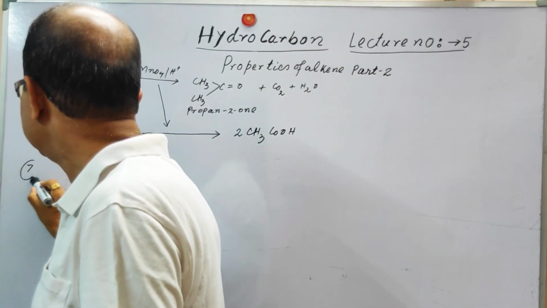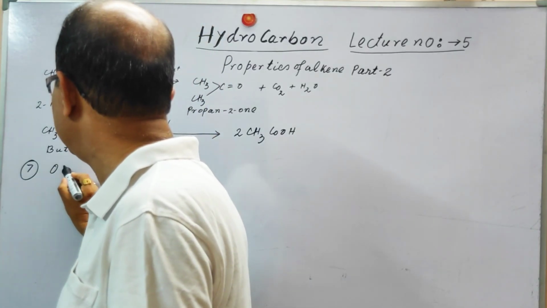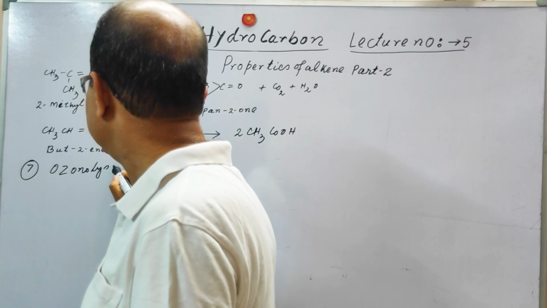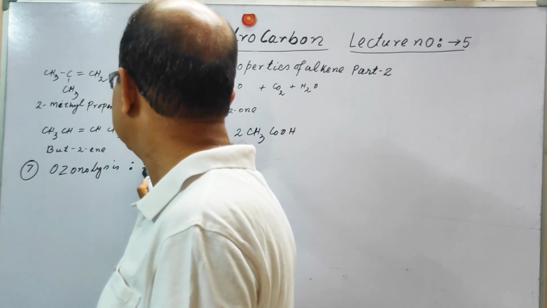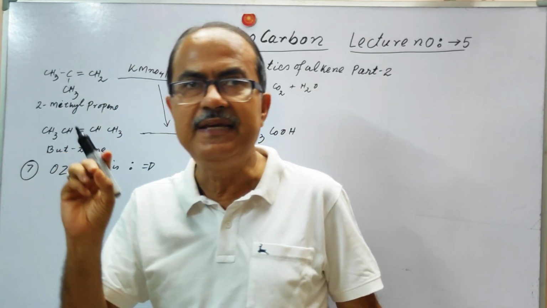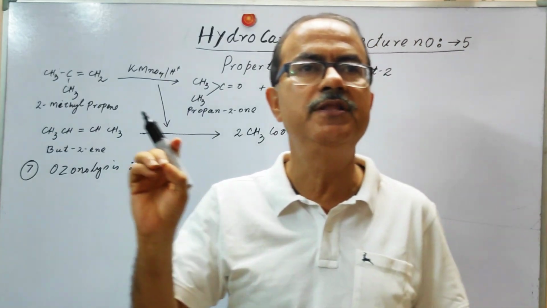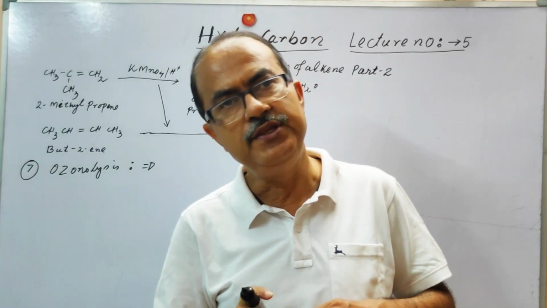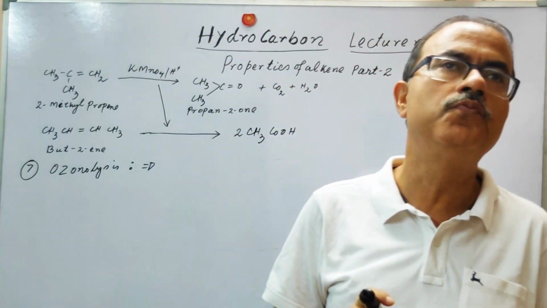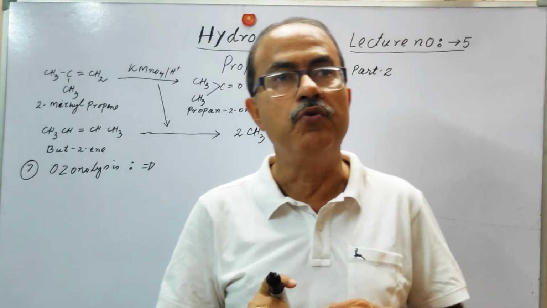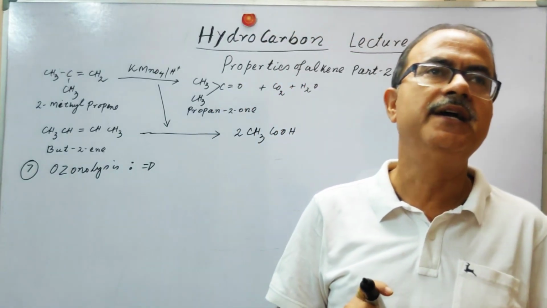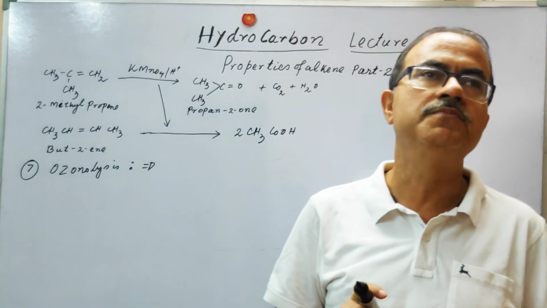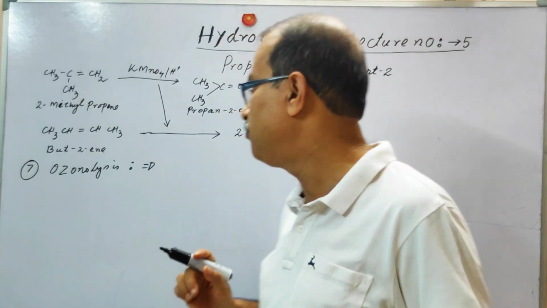Now, the seventh reaction, again a very important reaction, is ozonolysis. In this reaction, when the alkene is reacted with the ozone molecule, a whole ozone molecule is added to this alkene molecule and it produces the ozonide. And when this ozonide is reacted in presence of zinc and water, the molecule is fragmented and produces different types of products.